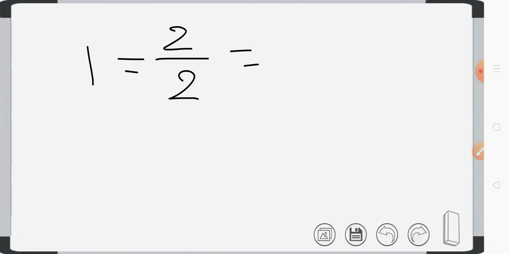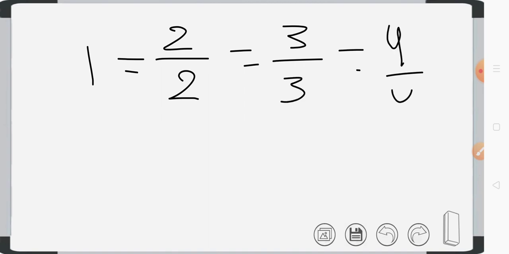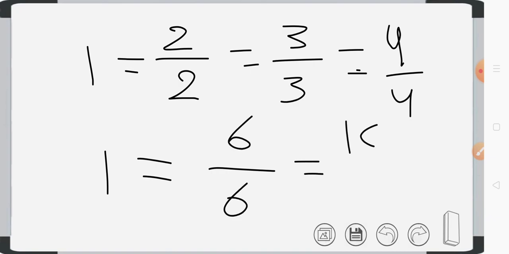We studied in comparing fractions that 1 can be equal to 2 halves or 2/2, 3/3, 4/4, and so on. You can change 1 by any fraction. Its numerator equals its denominator. 6/6, 10/10, anything over the same thing.